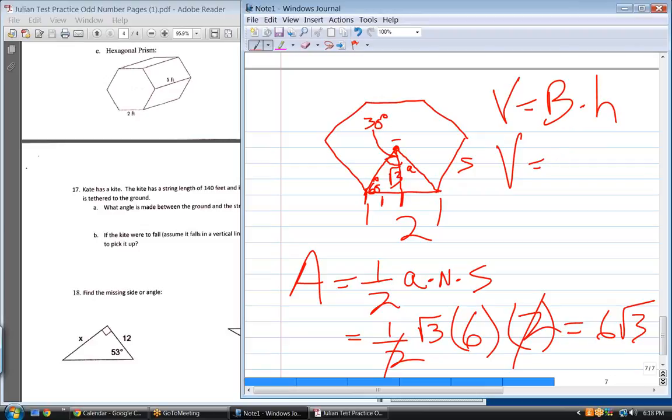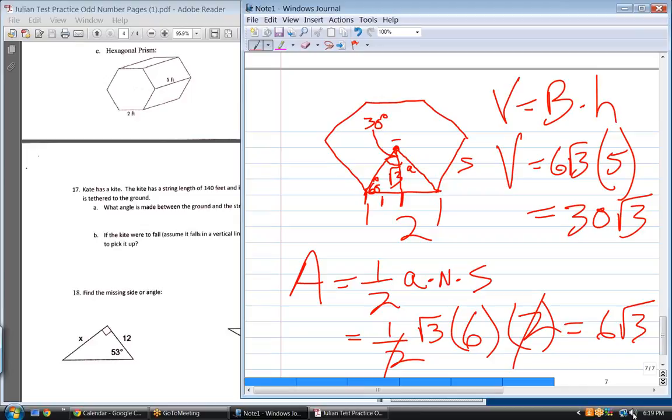So the base is 6 root 3, and the height is 5. What's that? That is 30 root 3.